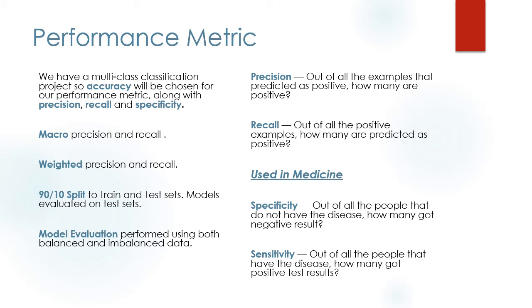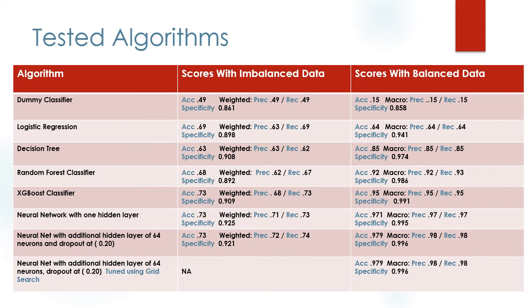The data set is split using 90% of the data for training and 10% of the data for testing. Our model evaluation will be performed using both balanced and imbalanced data sets. Now on to the good stuff. Let's analyze the results of modeling.